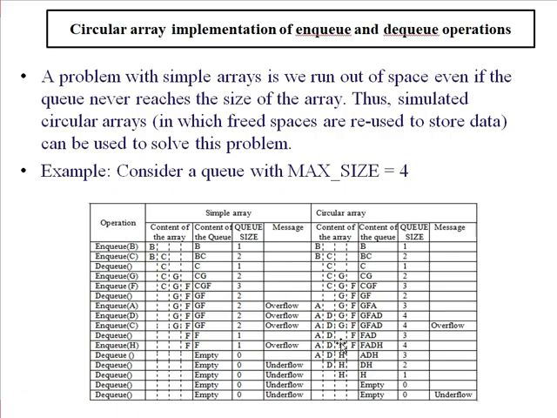We can possibly use that slot. So in the case of a circular array, overflow will happen only if all slots are filled with an element or a value. And in the case of a simple array, the overflow will soon happen, as we touched each slot during the enqueue operation.